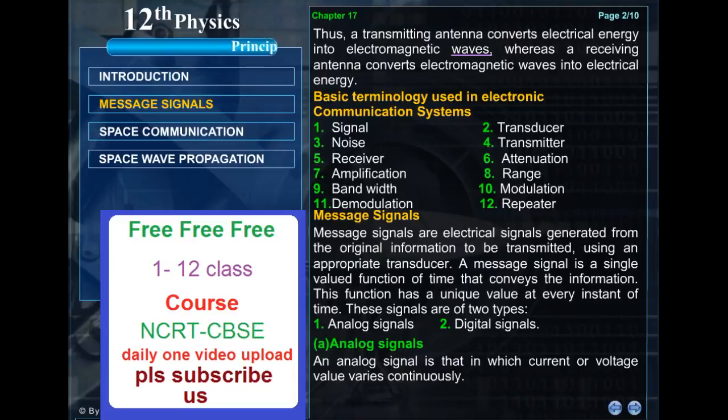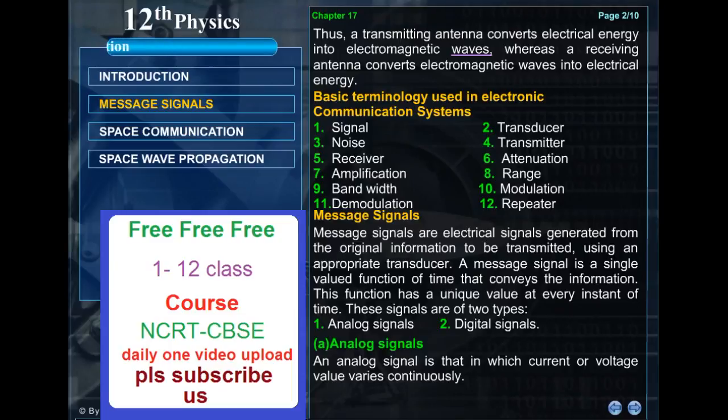Message signals. Message signals are electrical signals generated from the original information to be transmitted using an appropriate transducer. A message signal is a single-valued function of time that conveys the information. The function has a unique value at every instant of time.